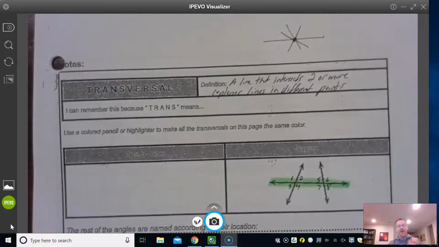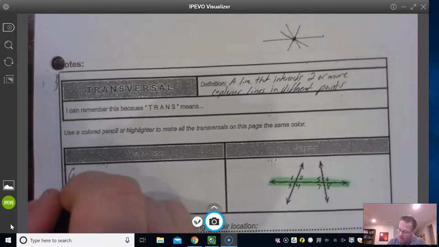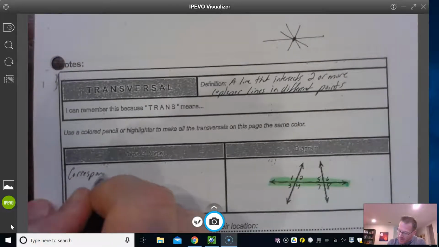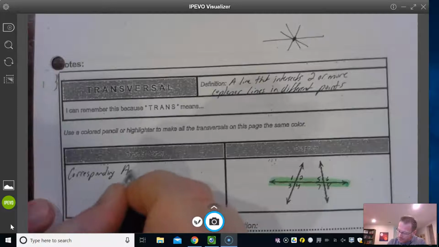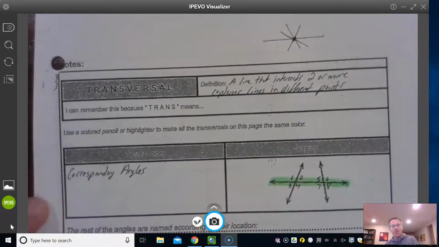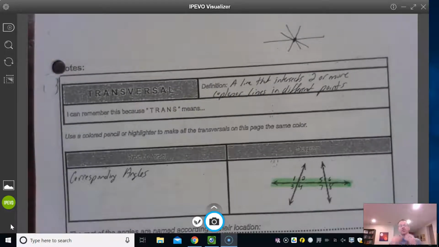And then if I number my angles here, 1, 2, 3, 4, 5, 6, 7, 8, the first type of angle we're going to talk about is corresponding angles. Now, when two things correspond, they are in agreement. What we think about with corresponding angles is that they are in the same position. Their position agrees as we travel the transversal.